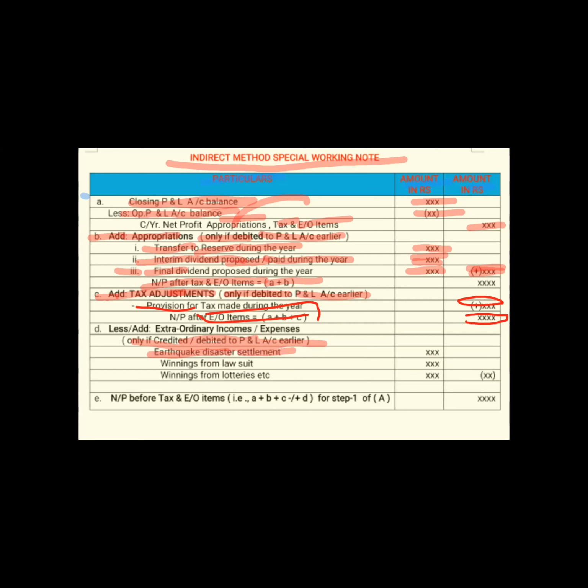Earthquake, disaster settlement. Okay, because of the earthquake you have lost some money and the insurance company gave some money to you, that generally you will add. Generally you will add on the credit side of the P&L account, the amount you will take here. Winning from lawsuit, if any is there.